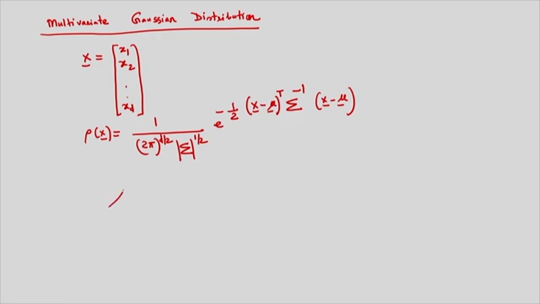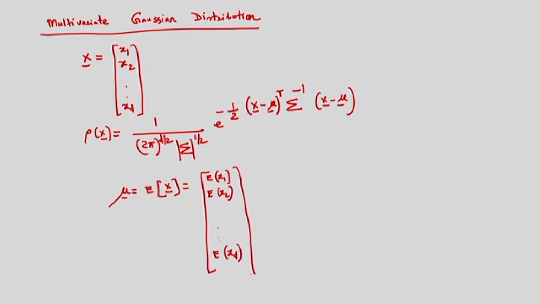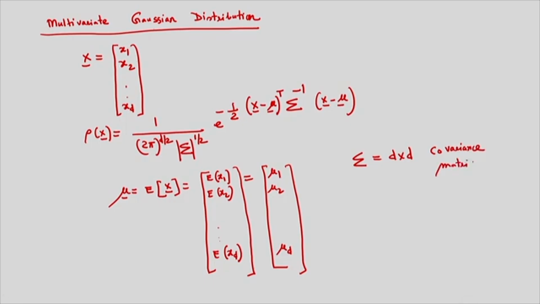In this case, the mean vector is nothing but the expected value of x. X is a vector, so what is the expected value of x? That is the expected value of x1, expected value of x2, like this up to the expected value of xd, because we are considering a d-dimensional vector x. Corresponding to this, I have the means mu1, mu2, like this, mu d. So this is the mean vector, and this is the covariance matrix. It is a d cross d covariance matrix. Let us move to the next slide.